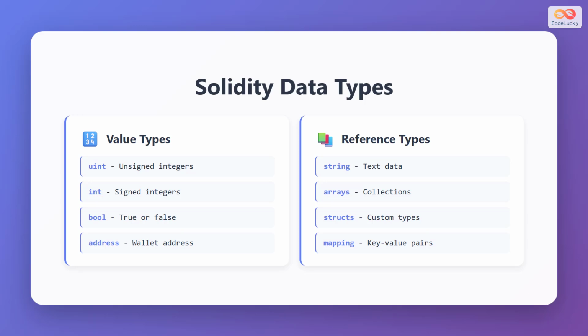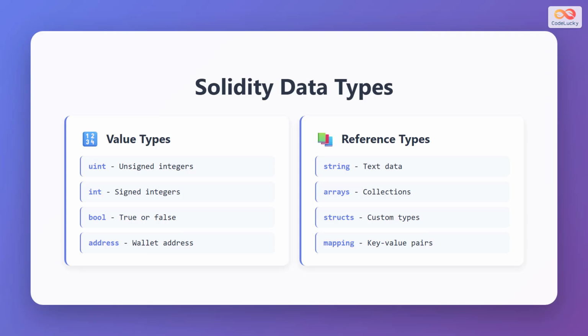Solidity supports various data types categorized into two main groups. Value types include uint for unsigned integers, which store positive whole numbers, int for signed integers, which can be positive or negative, bool for Boolean values representing true or false, and address for storing wallet addresses on the blockchain.